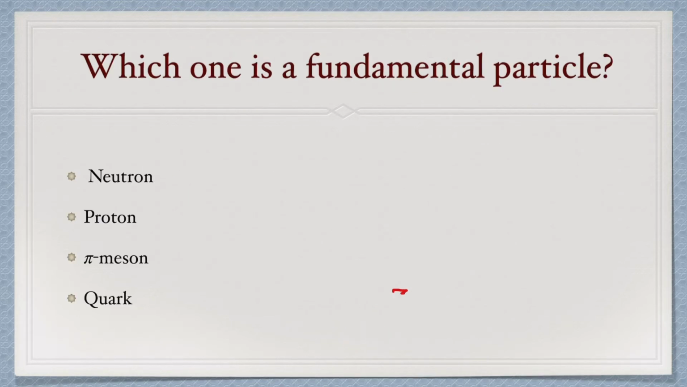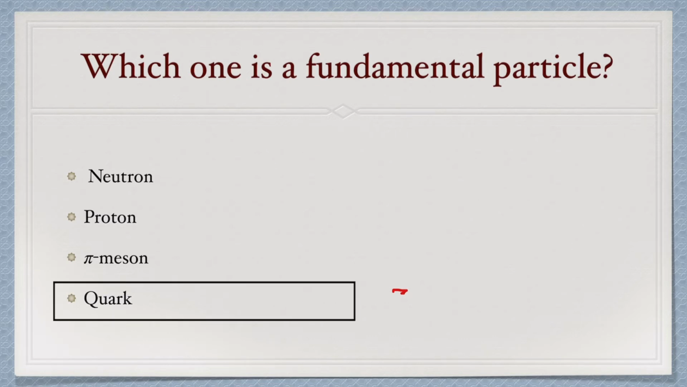Next question is: which one of the following is a fundamental particle? So fundamental particles are subatomic particles which have no substructure. The particles which do not have substructure are known as fundamental particles, which are quarks, leptons, antiquarks, bosons, etc. So quark is the fundamental particle.